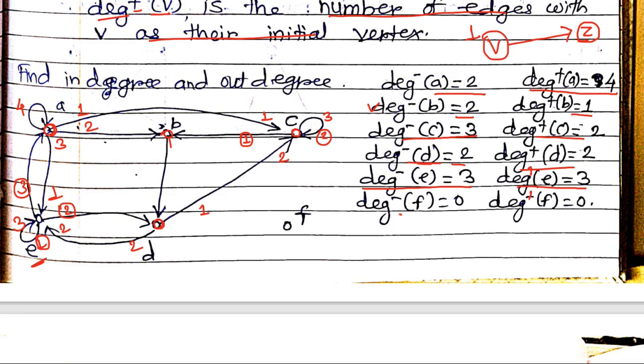Now say the in degree of vertex F. Concentrate on this vertex F. So what is this vertex? Vertex F is not a part of the graph. Sorry, vertex F is not a part of the graph. There is no in degree and no out degree. So the in degree of vertex F is 0 and the out degree of vertex F is 0. Okay, so this is the in degree and out degree of all the vertices of the graph.